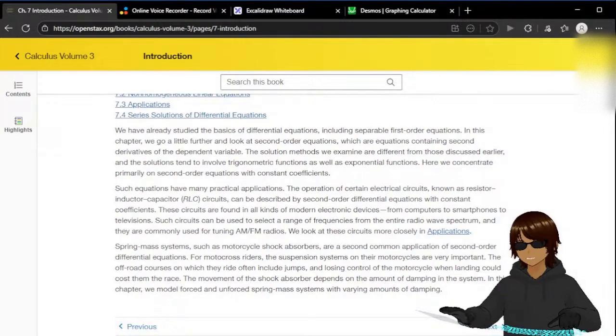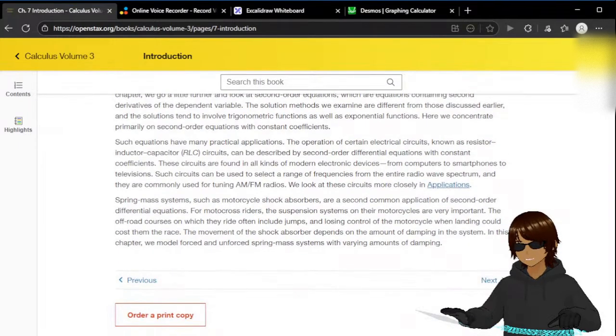We have already studied the basics of differential equations, including separable first order equations. In this chapter, we'll go a little further and look at second order equations, which are equations containing second derivatives of the dependent variable. The solution methods we examine are different from those discussed earlier, and the solutions tend to involve trigonometric functions as well as exponential functions. Here we concentrate primarily on second order equations with constant coefficients. Okay, let's just go to the next chapter.